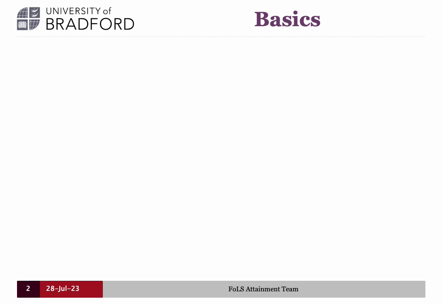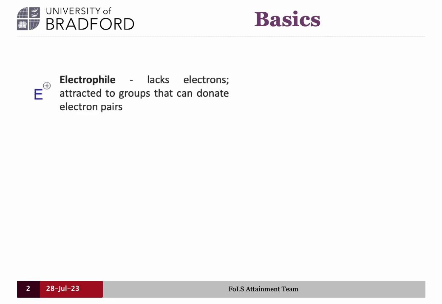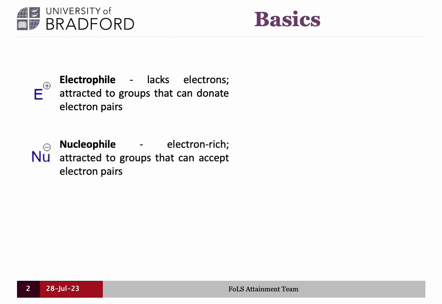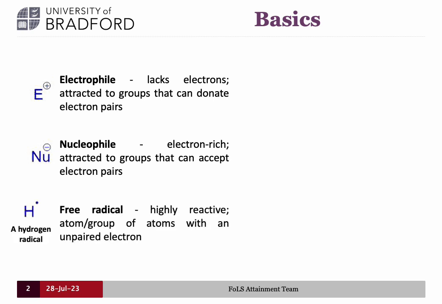First, let's look into some terminology that we use when talking about reaction mechanisms. Starting with what is an electrophile. An electrophile is an electron lover. It is short of electrons, and for this reason, it is attracted to groups which can donate electron pairs. On the other hand, a nucleophile is a nucleus lover. It is electron rich, and it's attracted to groups which can accept electron pairs. A free radical is an atom or a group of atoms with an unpaired electron, and this makes them highly reactive.